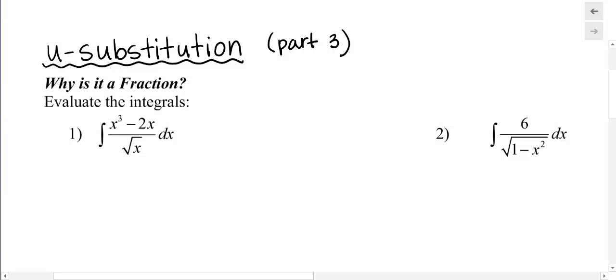And in this video, we're going to specifically take a look at a few examples and ask, why are they a fraction? So I'm going to give you a bunch of rational functions, and from the beginning, we're going to have to take a step back and pause and determine, why is this a fraction? So let's look at these.